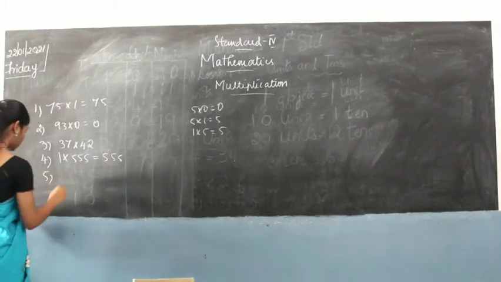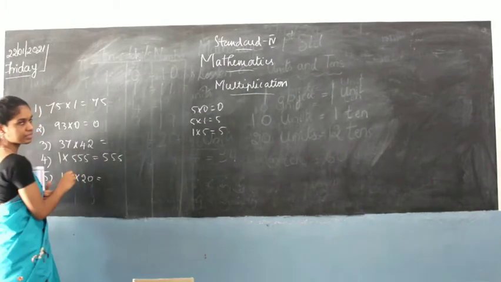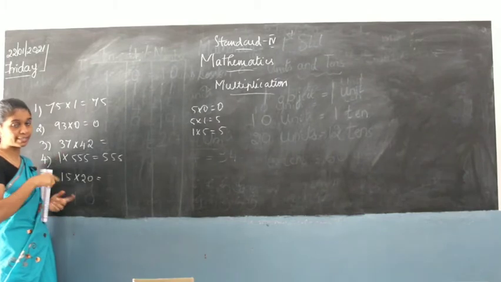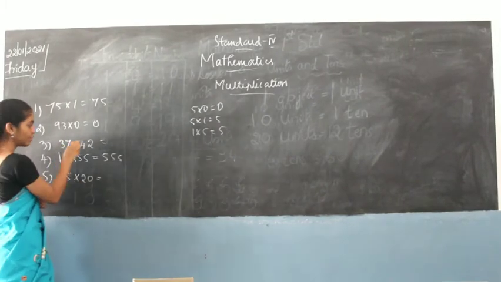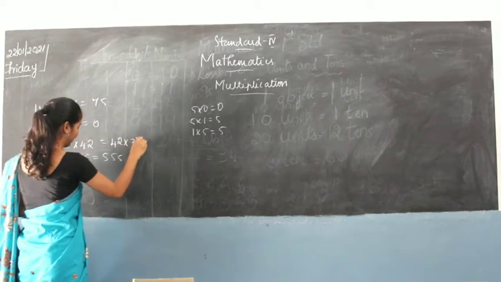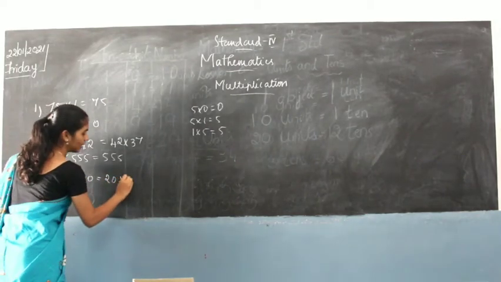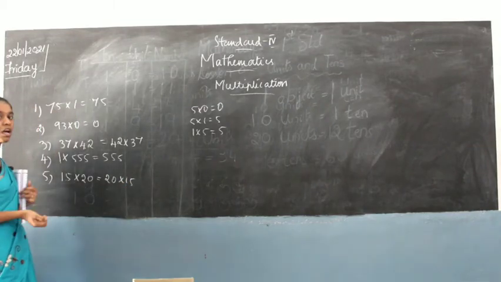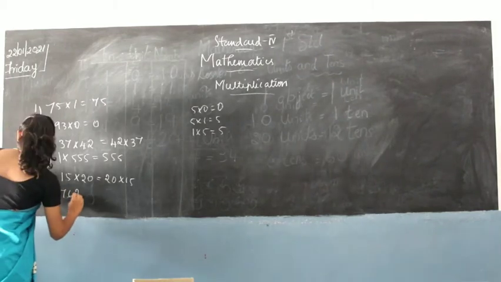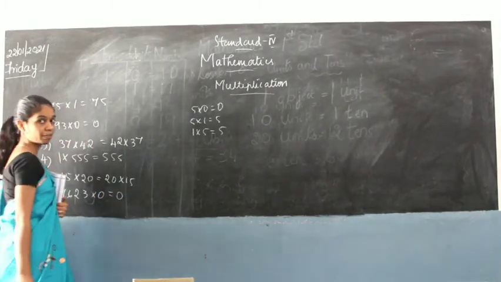Then fifth one, 15 into 20. See, in both of these you can see that multiplication is interconvertible, interchangeable, right? So 37 into 42 can be written as 42 into 37. Likewise, here also 15 into 20 can be written as 20 into 15. Those are the third property of multiplication. And the sixth one is 7623 into 0. Any number multiplied by 0 will give you 0.